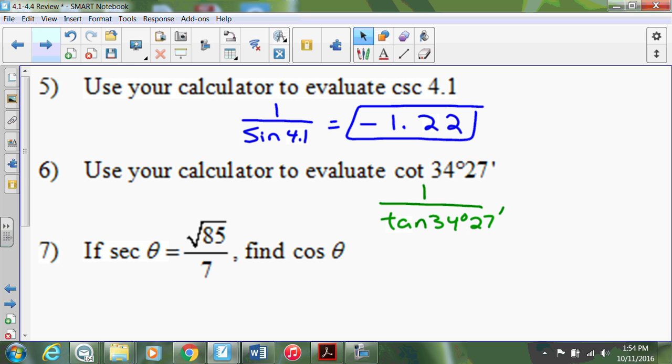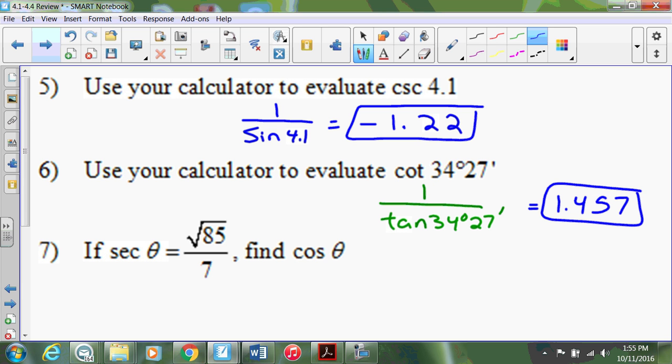So now I'm going to do 1 divided by tan, and then 34 degrees. So I'll put the 34 in, and then I'll hit second angle, hit enter to put a degree in there. Then I'll put the 27 in, hit second angle, and I'll put the minute in. So now I have on my calculator screen the same thing that we have here. I hit enter, and I get 1.45. You could put 1.46 because it really is 1.457.